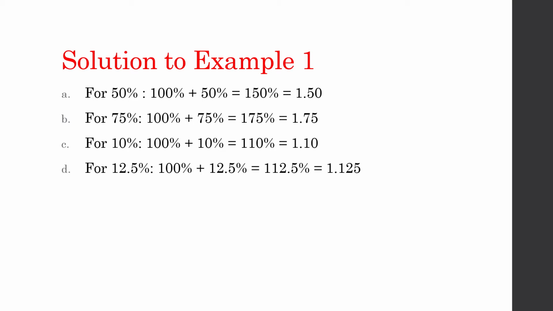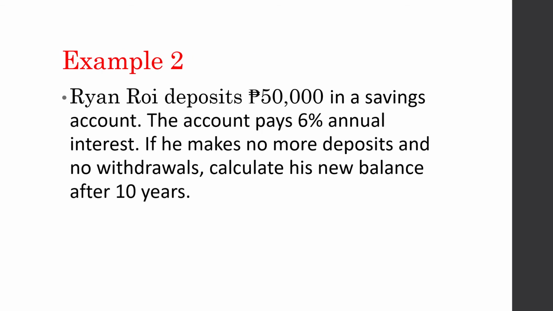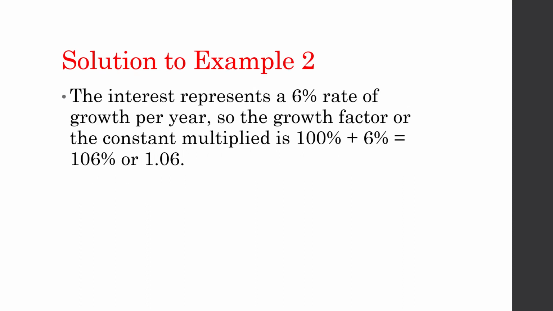So let's take another example. Ryan Roy deposits 50,000 pesos in a savings account. The account pays 6% annual interest. If he makes no more deposits and no withdrawals, calculate his new balance after 10 years. The interest represents a 6% rate of growth per year. So the growth factor, or the constant multiplied, is 100% plus 6% is equal to 106%, or 1.6.